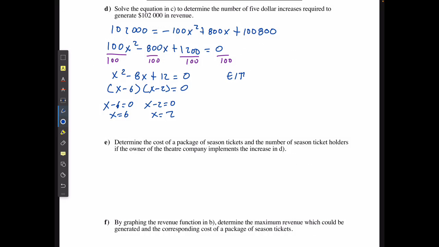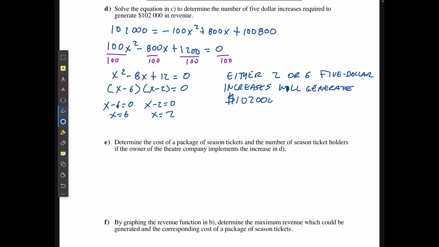Either 2 or 6 $5 increases will generate $102,000 in revenue.